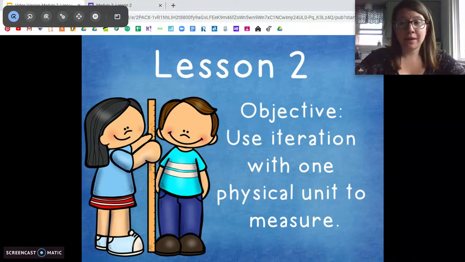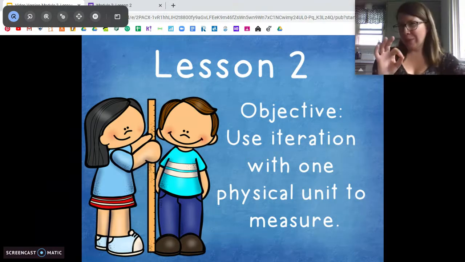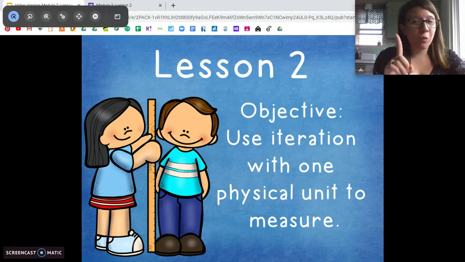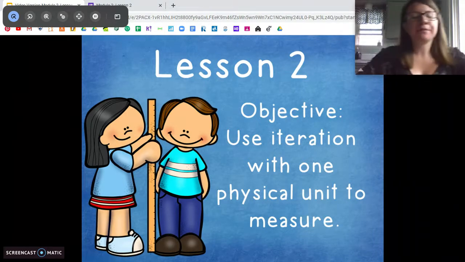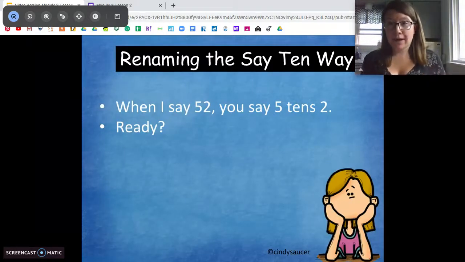Today, we're going to, again, be only using one unit of measurement, and I'm going to show you a little bit of a trick with that when you only have one item to measure with. I'll show you what that means in a second. So, first though, I want to review the say 10 way.